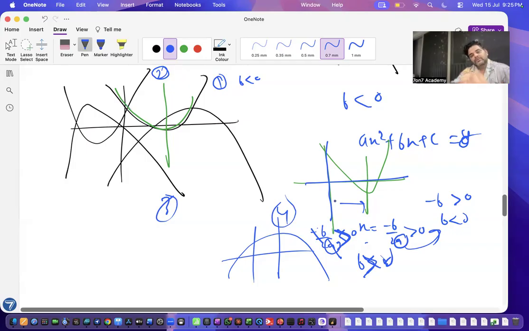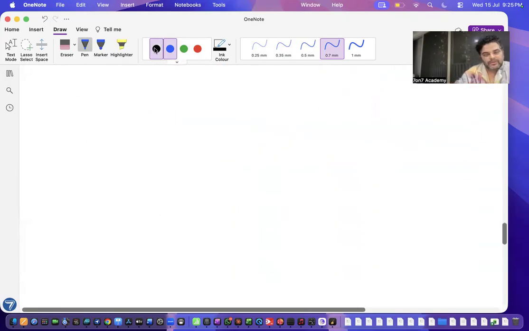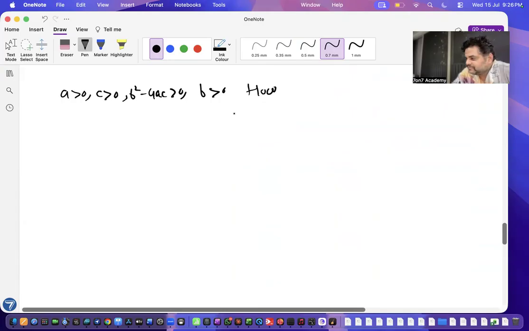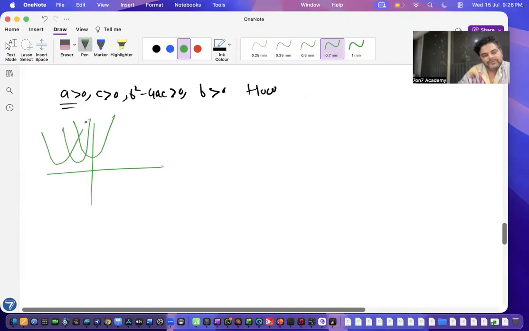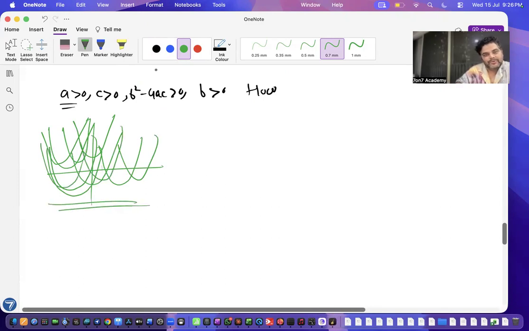Okay? So, Anvika, if A is positive, C is positive, B squared minus 4AC is positive, and B is positive, how will the graph look? First, let us start with A positive. It opens upward, anywhere like this. So the first constraint can be any graph for that.